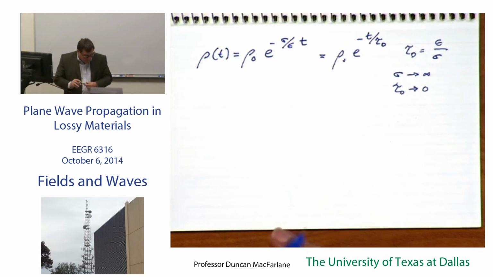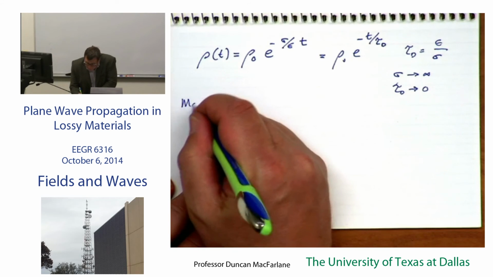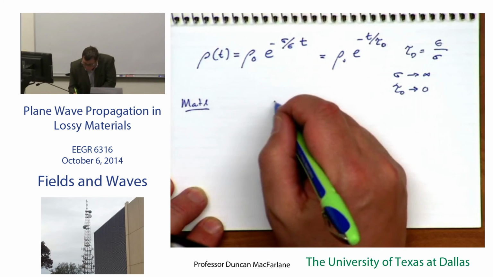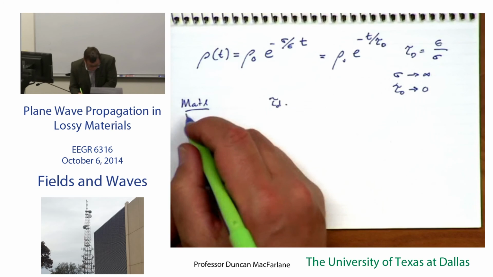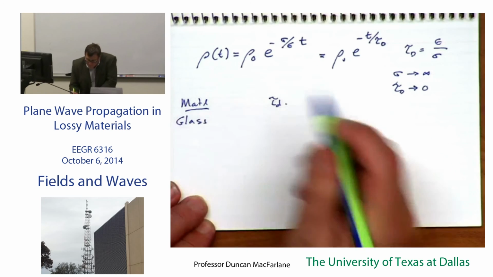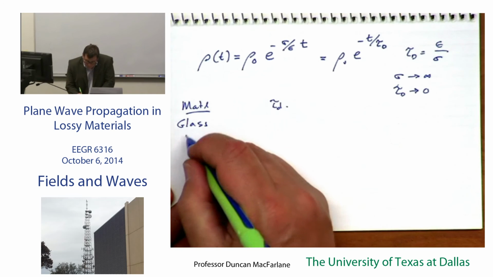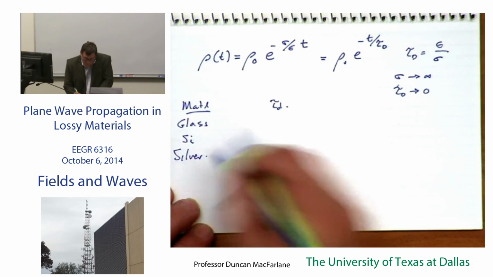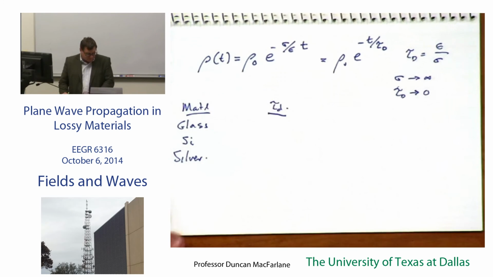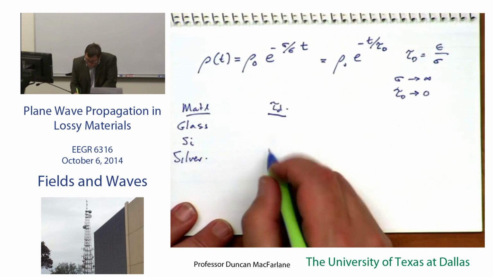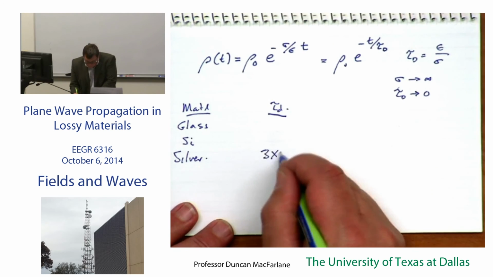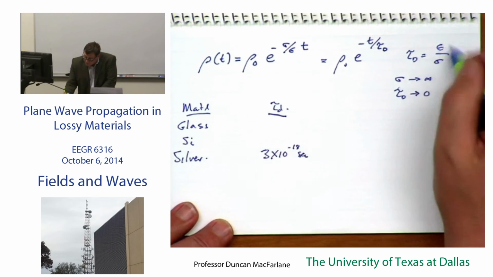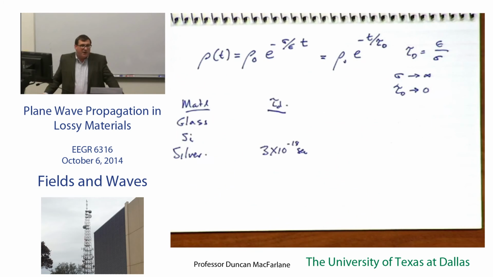And so it's kind of interesting. Let me just draw a little table for you. And what I want to do is I'll do a good insulator like glass, and I'll do a semiconductor like silicon, and I'll do not gold but silver, a good conductor. And for silver, if you look up what sigma is and you look up what epsilon is, you get about 3 attoseconds. 3 times 10 to the minus 18 seconds.